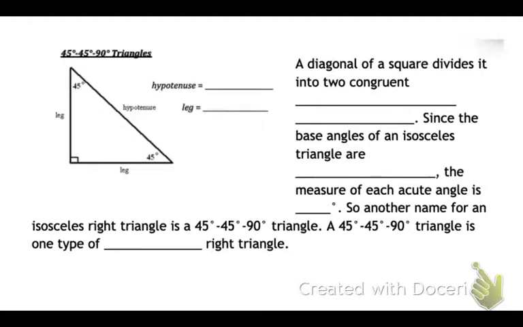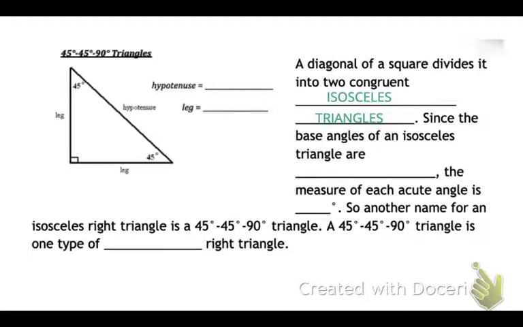So the first type is a 45, 45, 90 triangle. What we want to think about here would be if we had a square and we created a diagonal. So the diagonal connects two opposite corners of a square. When we do that, we're going to make two isosceles triangles.